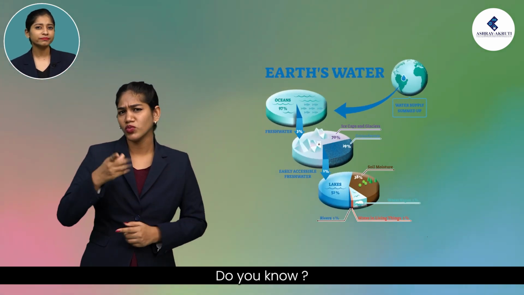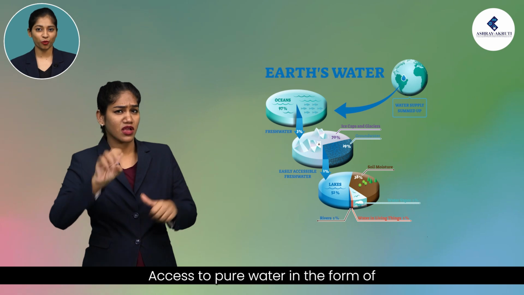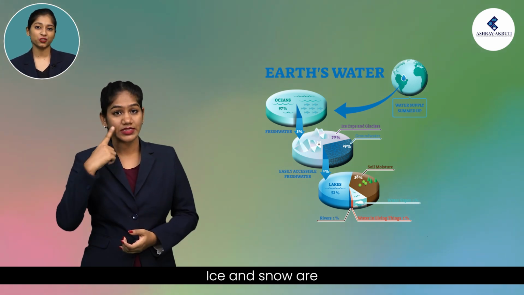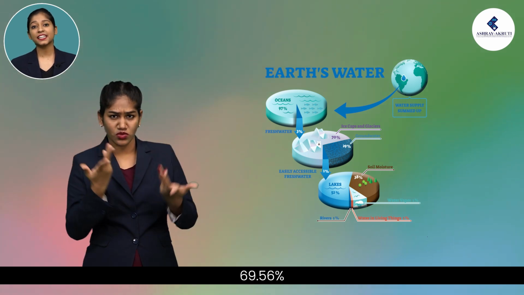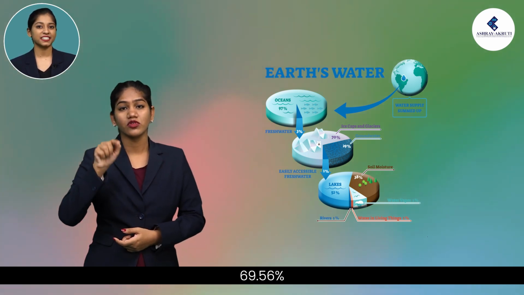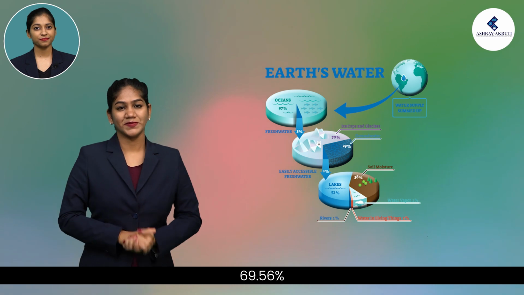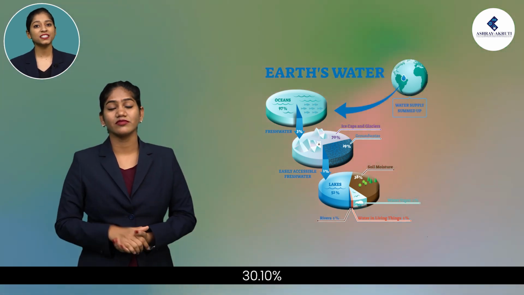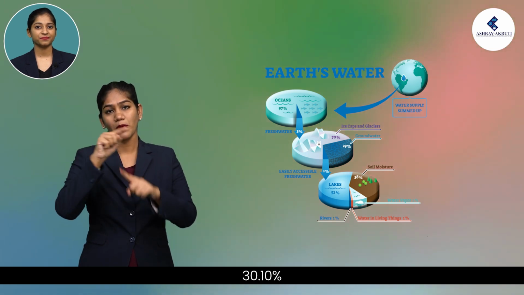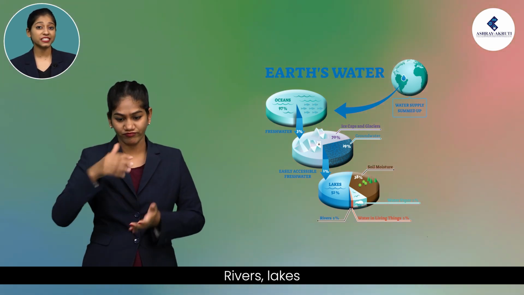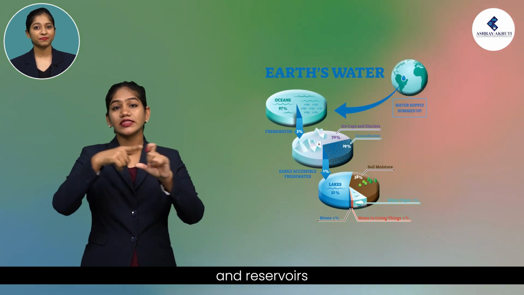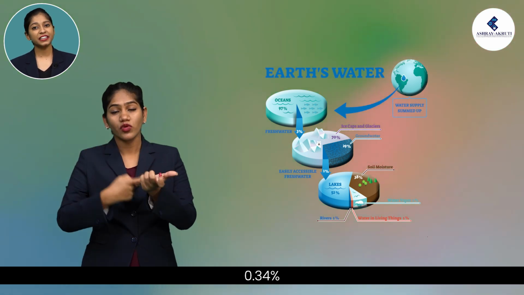Do you know? Access to pure water in the form of ice and snow is 69.56%. Underground water is 30.10%. Rivers, lakes and reservoirs 0.34%.